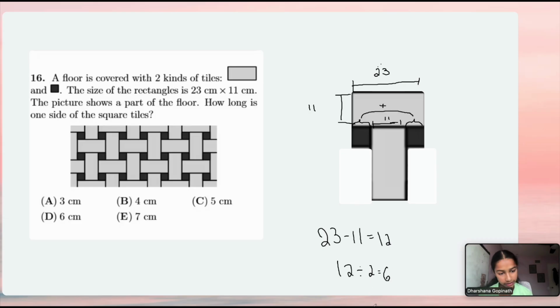So the length of the side of the square is 6 centimeters. So the answer is option D, 6 centimeters.